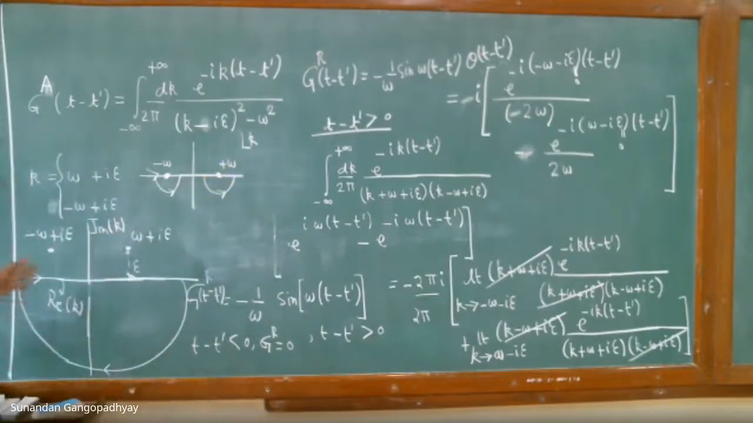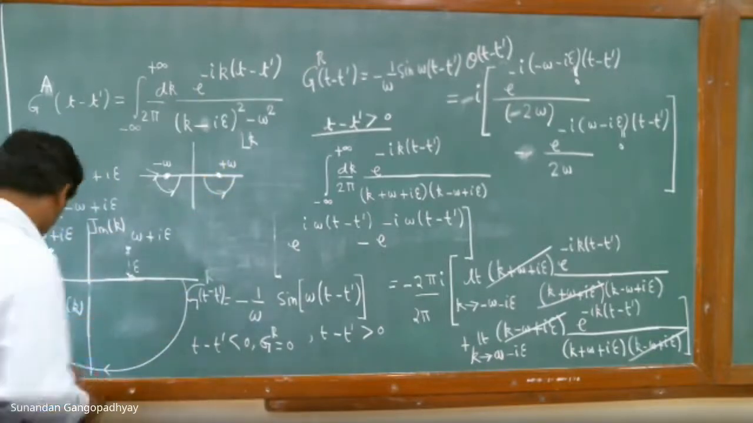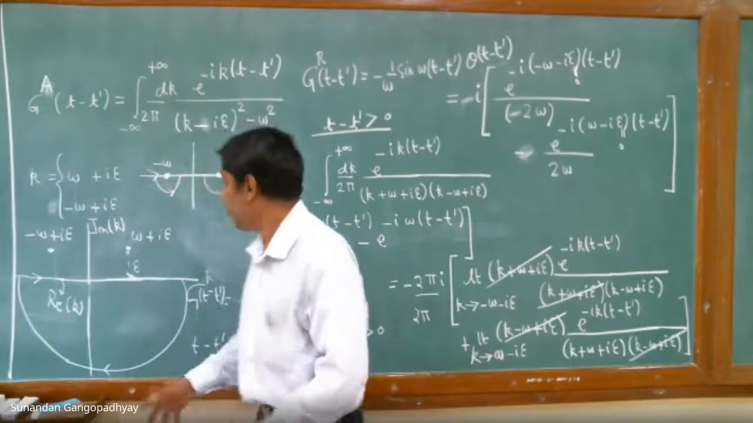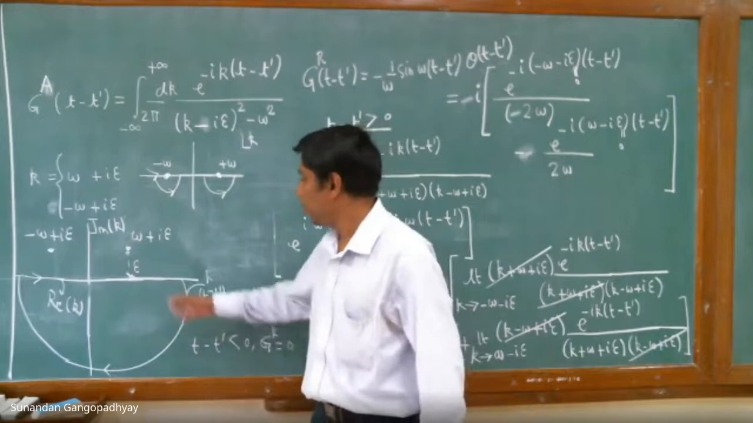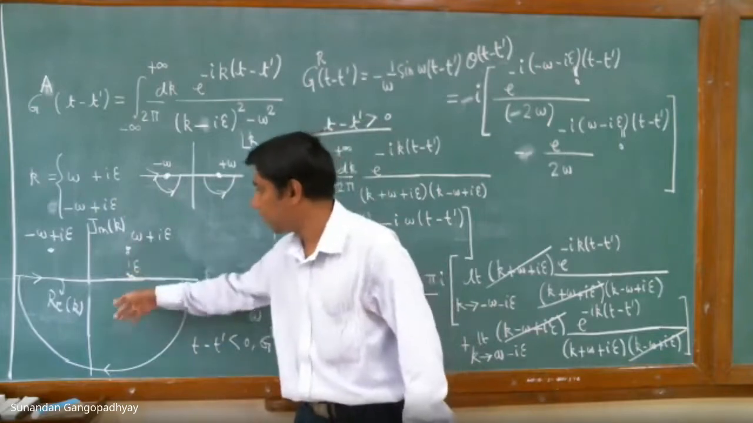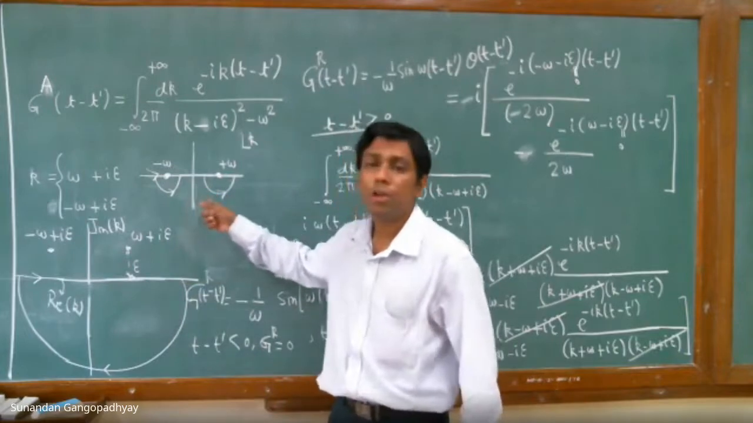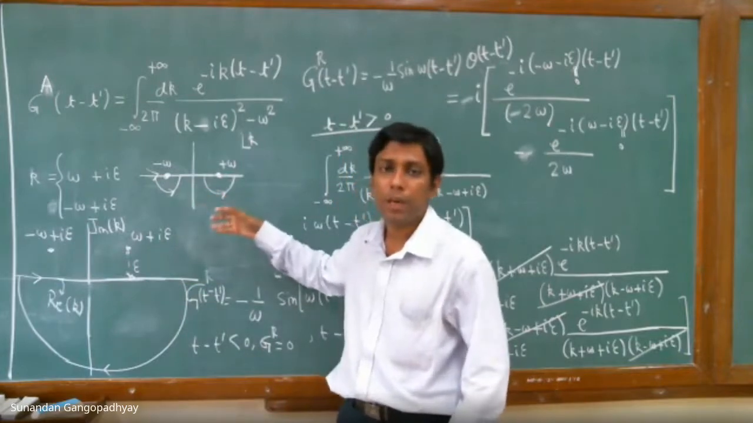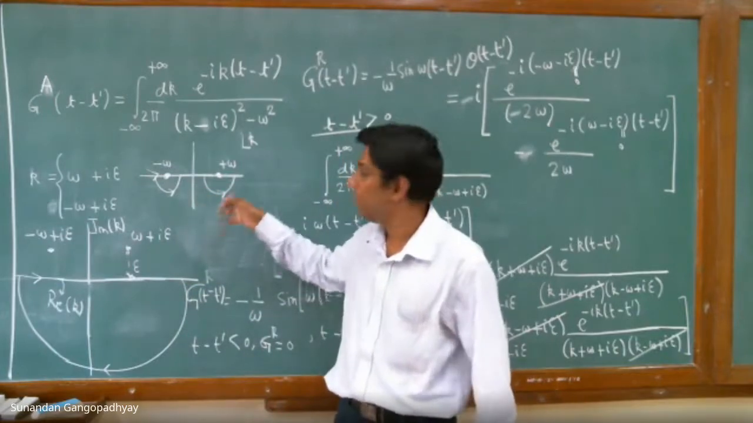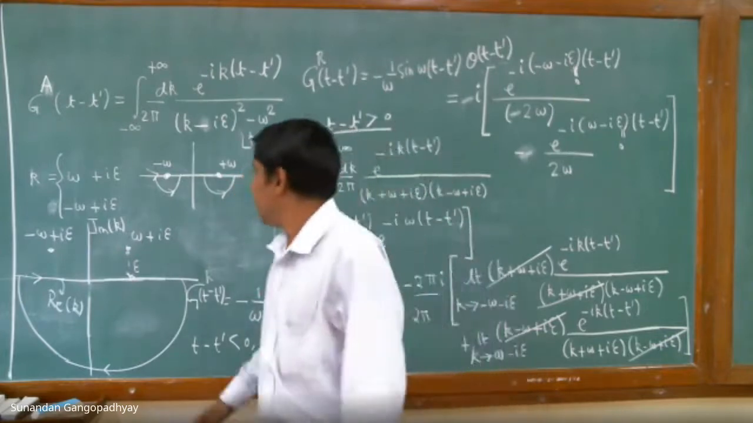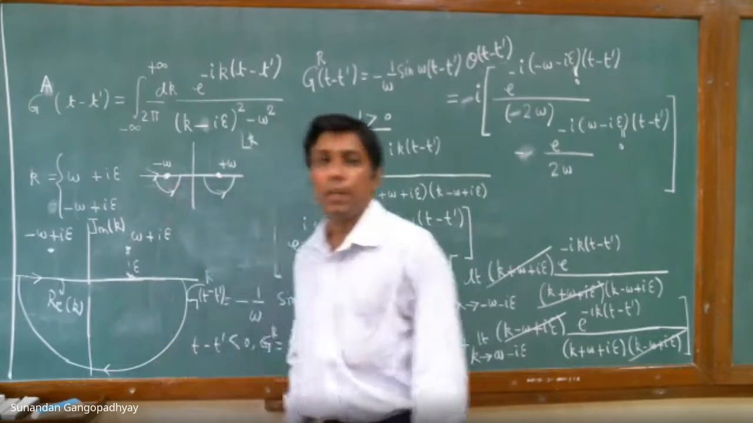And now, depending on the sign of t minus t prime, you close it in the lower half plane or the upper half plane. So once again, I ask you, in this case, we shall do the calculation using this contour, but you should also check whether you get the same result and satisfy yourself by working with this contour. So these two contours are completely equivalent.